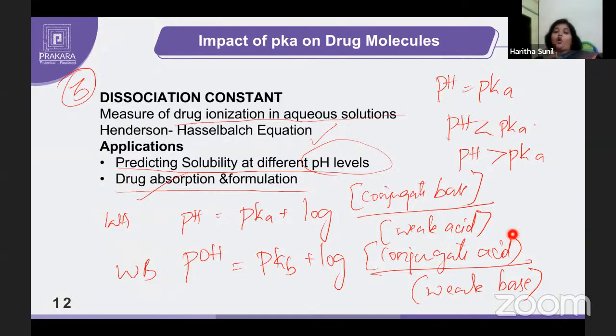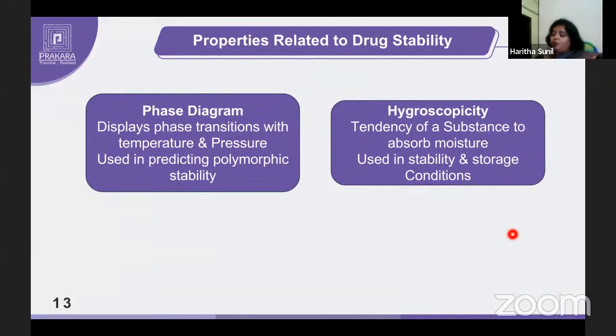And also it helps in optimizing the drug delivery system, because when you have the knowledge of this pKa, it helps in selection of buffers for the injections or parenteral solutions in order to have a stable drug with efficacy, right? And then we are going to see about the properties that are related to the drug stability. Under this, we are going to see about two things.